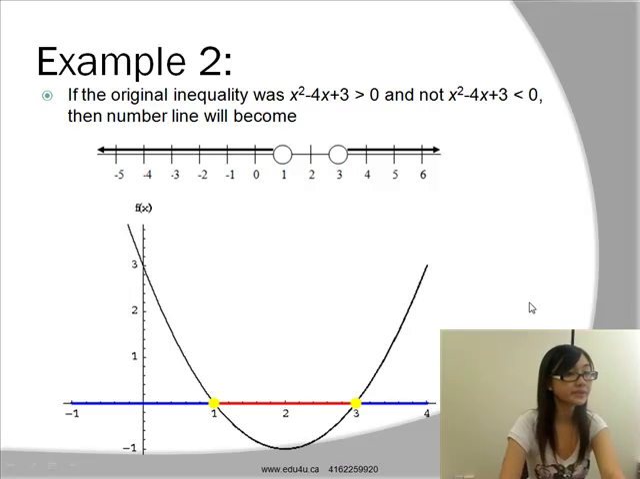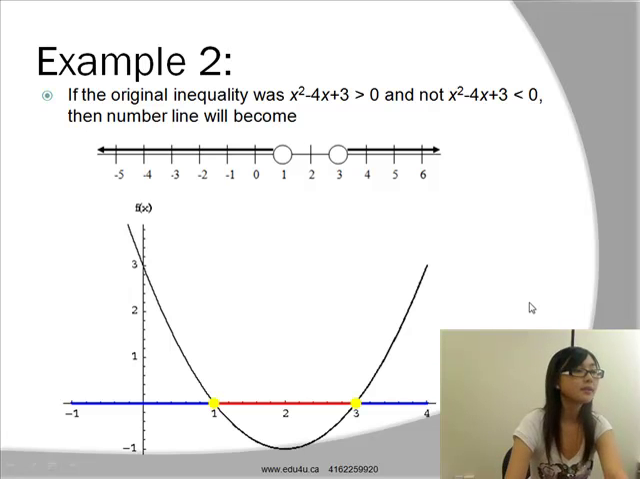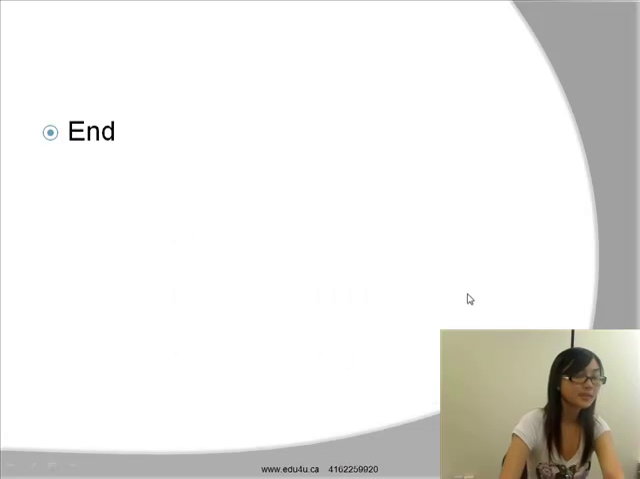If the original inequality was bigger than 0 and not less than 0, then the number line would be something like this, where everything that's bigger than 3 would be true and everything that's less than 1 would be true. 3 and 1 are not included because they're the roots. Which makes sense when you graph it like this. So when you want h of x less than 0, you want this area, which is the area underneath the x-axis. And when you want h of x bigger than 0, you want this area and this area.